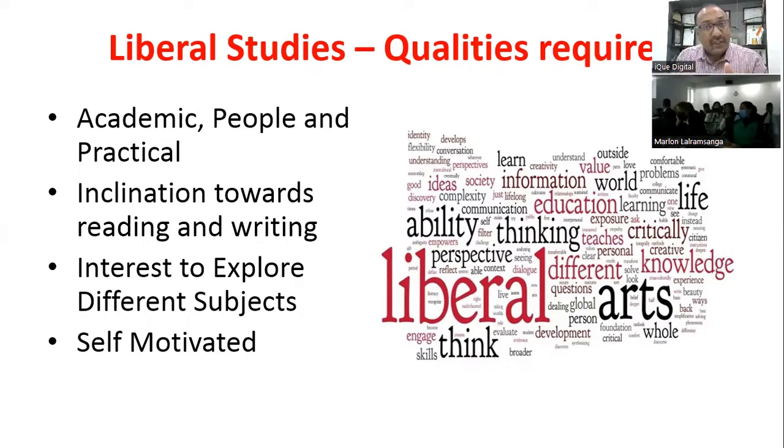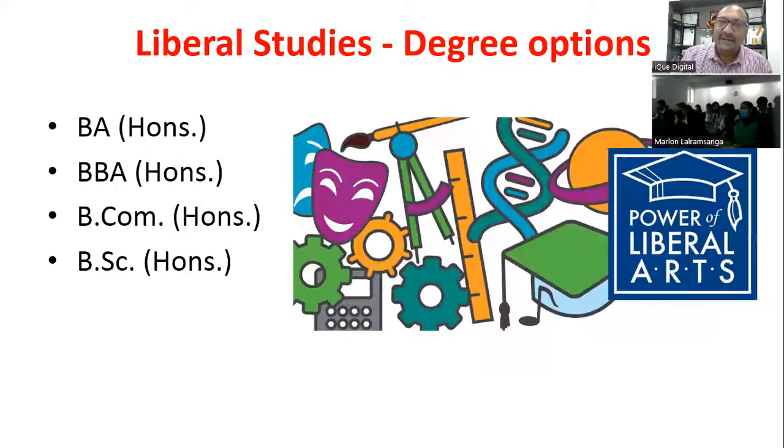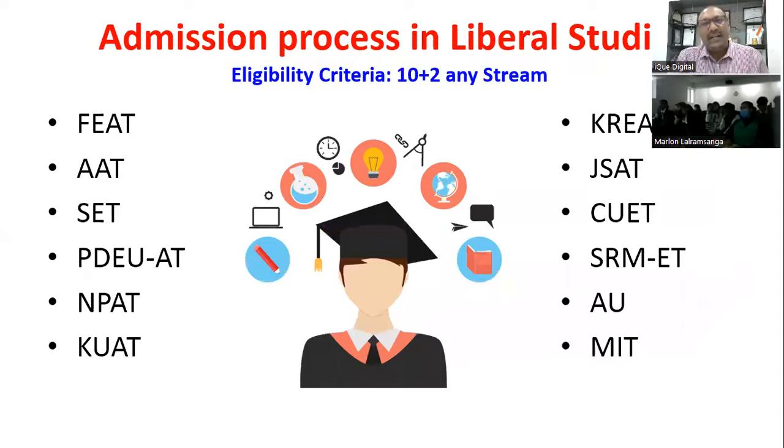Who is the right candidate for such a program? Somebody who is a combination of academic, people and practical orientation, with an inclination towards reading, writing, interest to explore different subjects, and somebody who is a very self-motivated kind of a child. Any child from 10+2, any combination of subjects, can join liberal studies. Since this is a newer concept, there are approximately 30 universities in India, most of them private, which offer programs in liberal studies. And most of them have their own entrance test, followed by essay writing, followed by a personal interview.